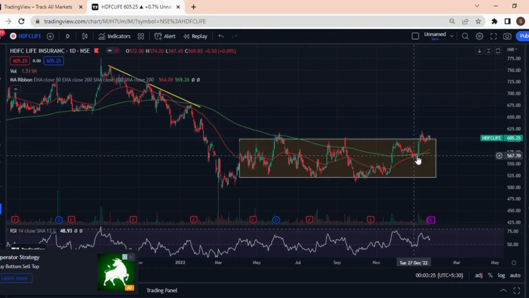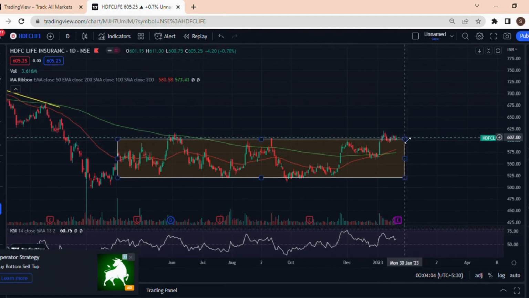And once it is coming to that level, it has bounced back. Also, if you look here, we can see a golden crossover. For those people who don't know, a golden crossover is the 50-day exponential moving average cutting the 200-day exponential moving average from the bottom. And this is a very good bullish signal. So whenever this happens, we should look for opportunities to go long.